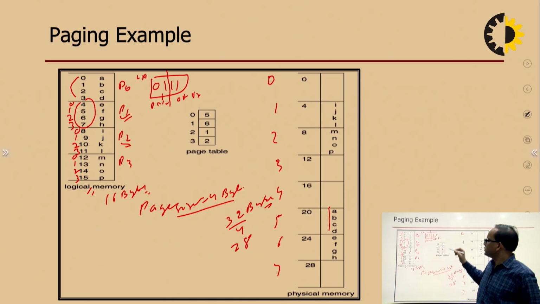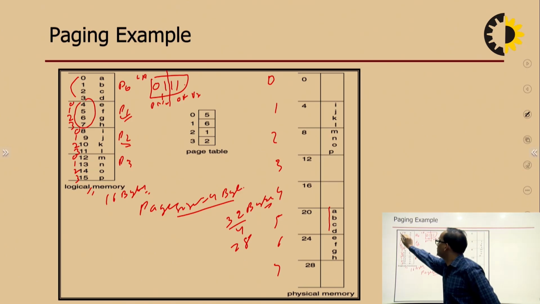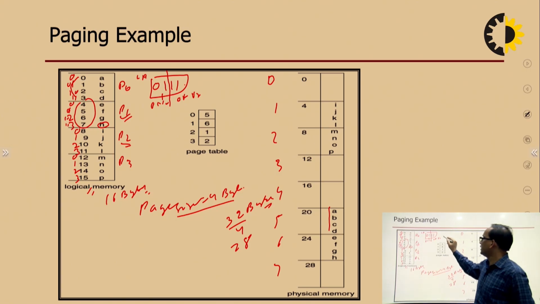It means the CPU wants to access the information or instruction stored inside page number 1 at the index 11. It means this is 00, this is 01, this is 10, this is 11, and again 00, 01, 10, and 11. So the CPU actually wants to fetch this H if the logical address is this.